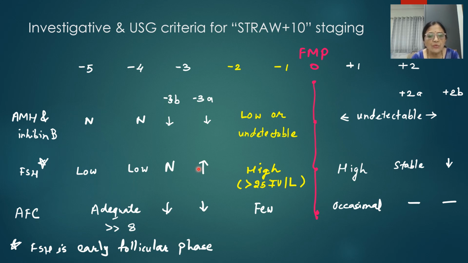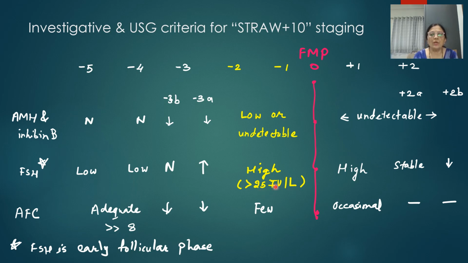Whereas the first hormones which show a decline and show that a woman has entered the late reproductive phase are anti-Mullerian hormone and inhibin B. So a fall in anti-Mullerian hormone is a definite indicator that the late reproductive phase has started. What is happening to FSH initially is it remains normal, but towards the end of the late reproductive phase, when it is -3A, FSH starts rising. FSH is high in the menopausal transition, and the value is greater than 25 international units per liter.